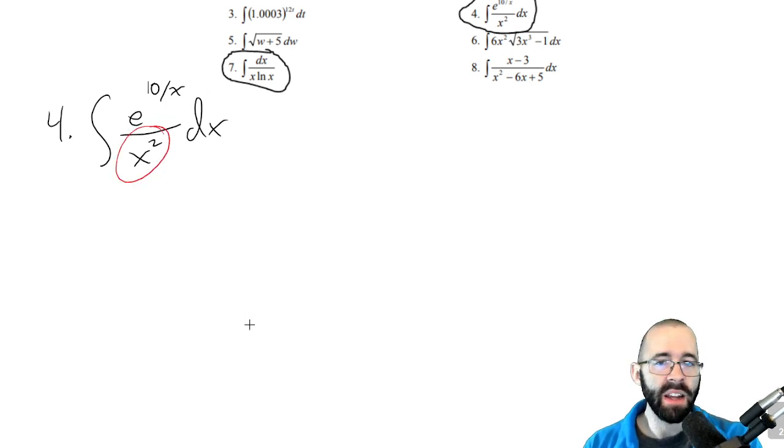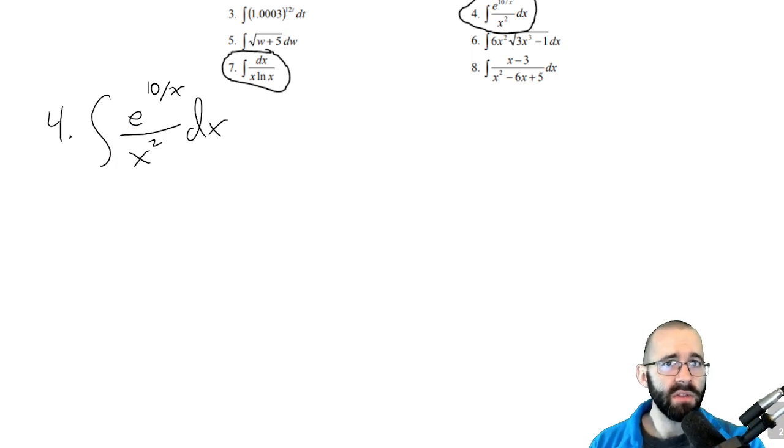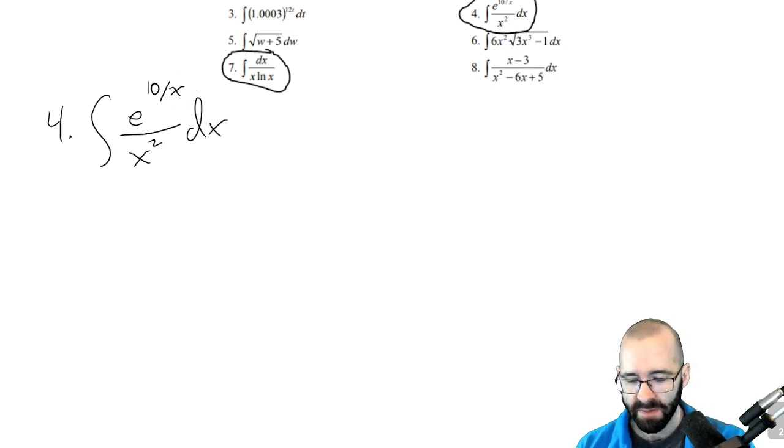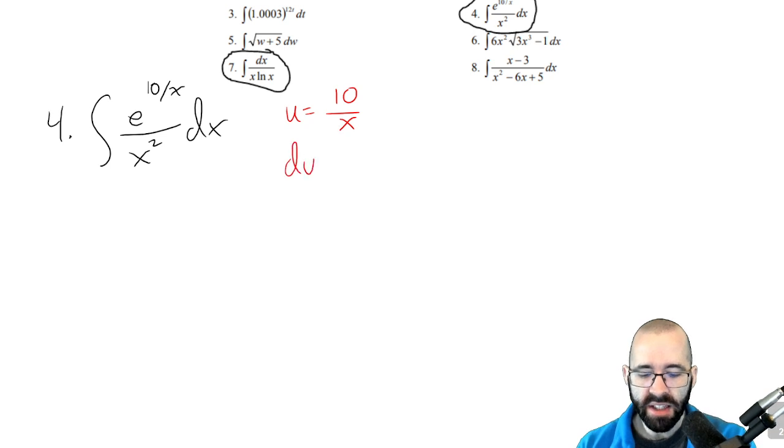Sometimes we choose denominators, but this is not really going to help us. The derivative of x squared is 2x, and we don't really have any 2x's lying around. Another thing to think of when you're looking for a u is whether its derivative is lying around somewhere. The derivative of this is a little hard to see, but let's just run with it and see what happens. If u is 10 over x, what is du?